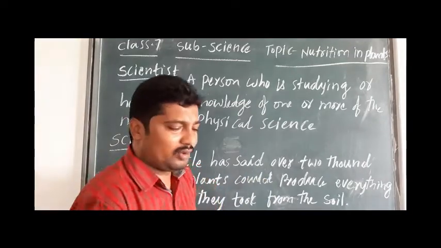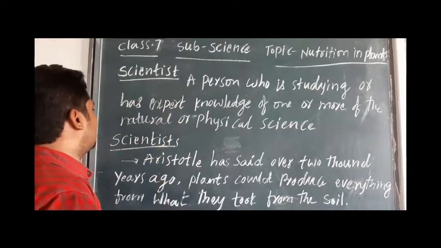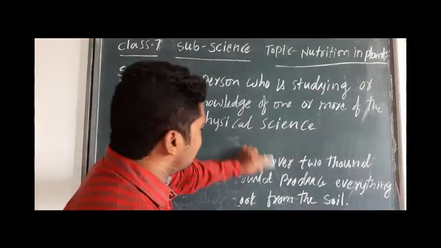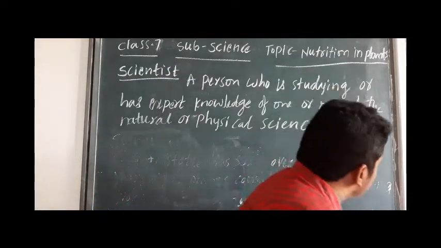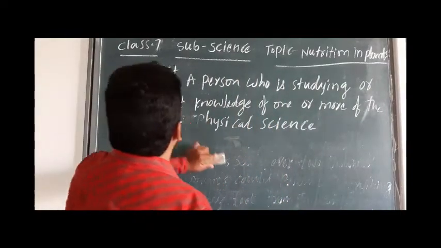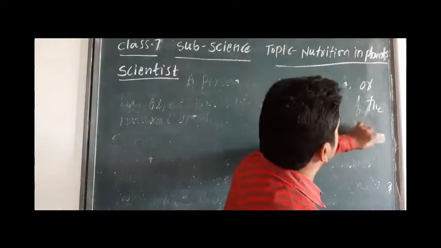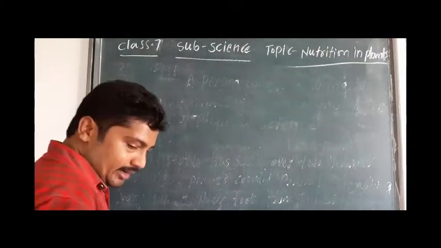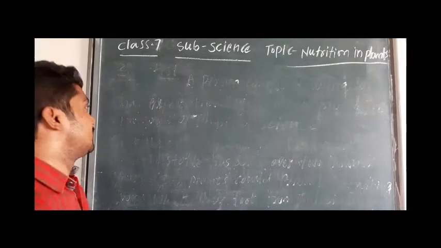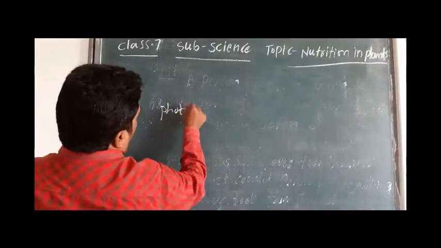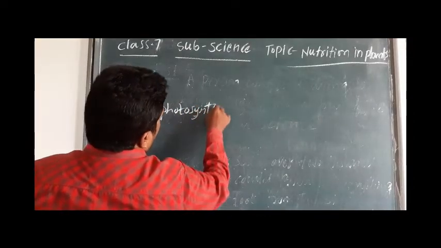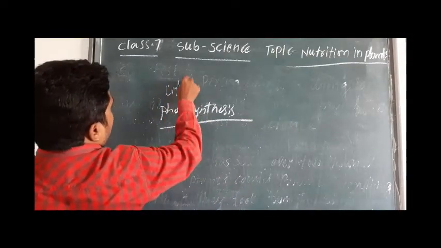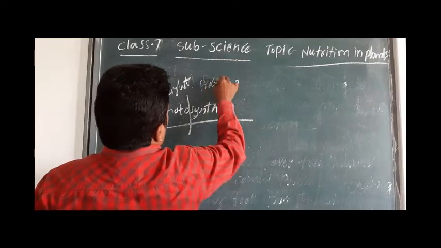Ingenhousz was talking about photosynthesis, so we are going to learn about photosynthesis. Children, we already studied photosynthesis many times. Once again we will discuss photosynthesis in detail. Am I clear, children? Let's see what photosynthesis is and what materials are required for it. What is the meaning of photo? Photo is light. Synthesis is a process.